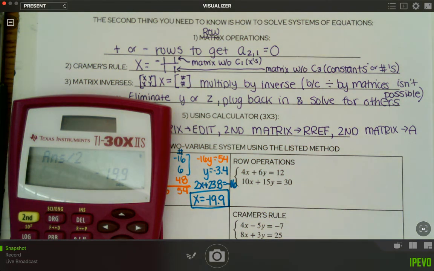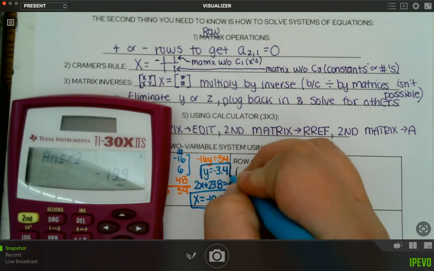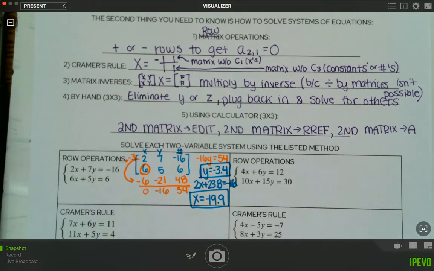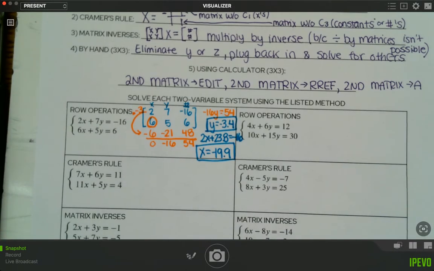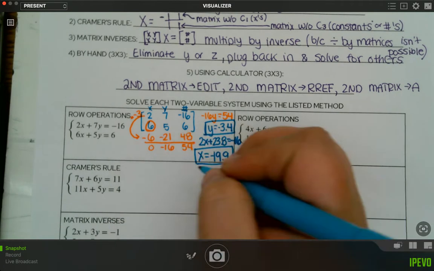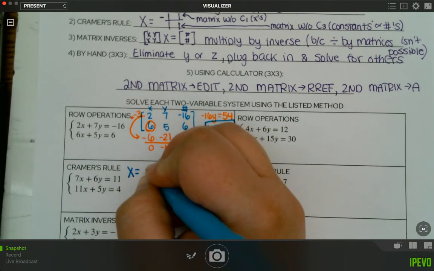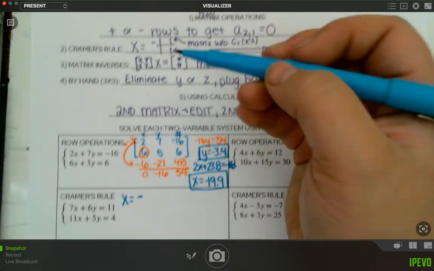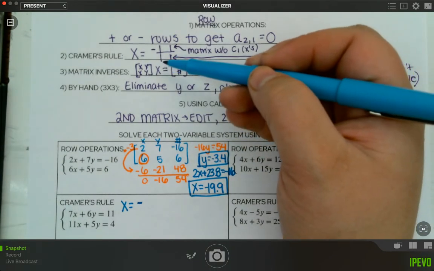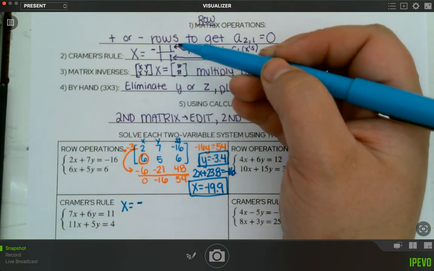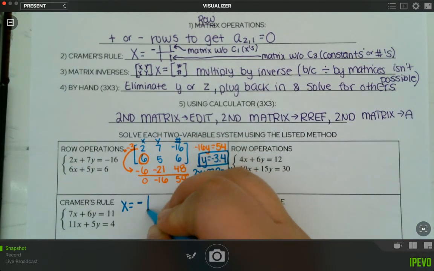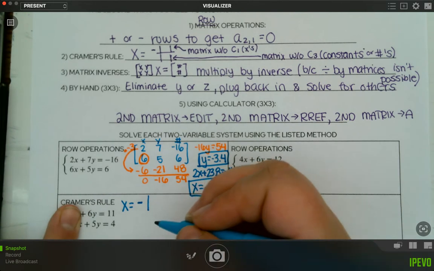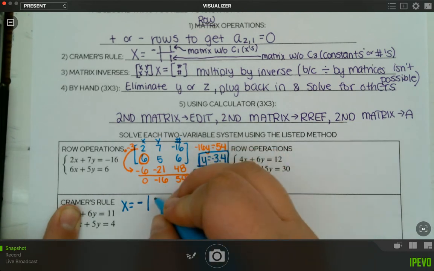But there's your 2 parts of the answer. You need an x and a y. Okay, and that one's row operations. For Cramer's rule, this is where you want to do the determinants. You start with x, and you're going to put a negative with the one on top. It doesn't actually matter which part you put the negative on, but you need a negative. So then on top, you're going to put the matrix without column 1, which is the x's. So not these. So 6, 11, 5, 4.